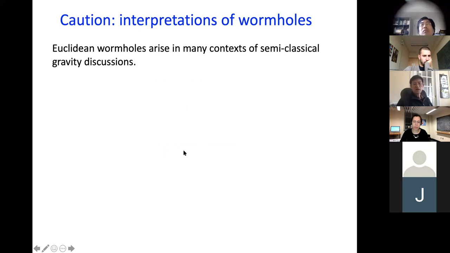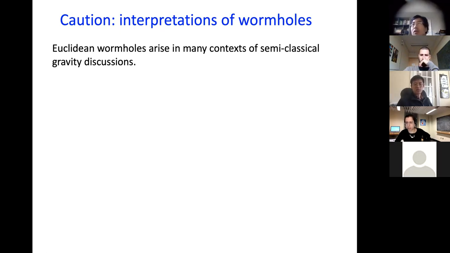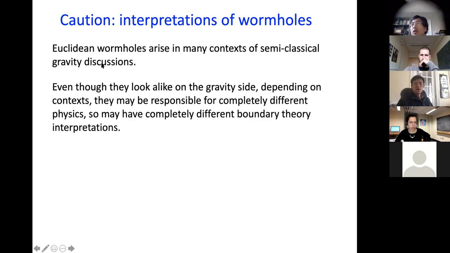And finally, let me just make one comment. Euclidean wormholes arise in many different contexts of semi-classical discussions. People have discussed them in many different contexts. Even though they all look alike on the gravity side, depending on the context they may be responsible for completely different physics. They may have completely different boundary interpretations. Some of them may correspond to ensemble average, some of them may not, etc.